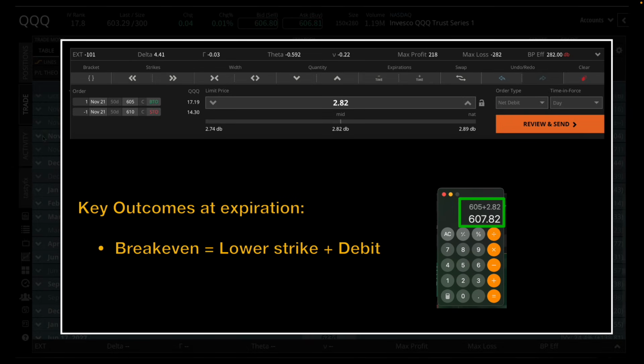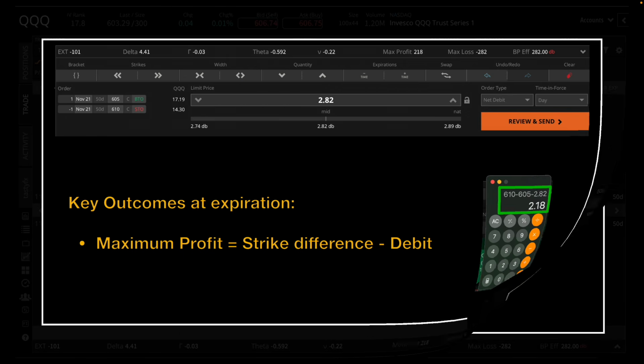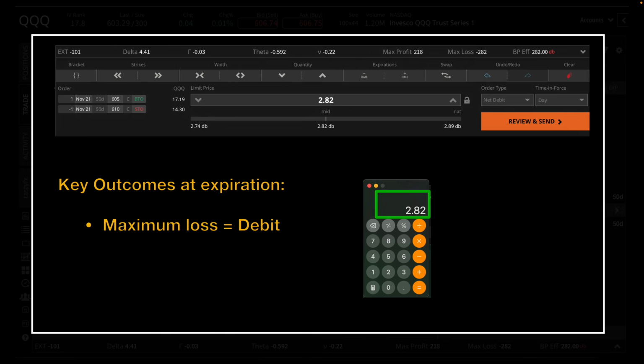In order to calculate the break even, we take the lower strike price of the spread and add the debit paid. In this scenario, the lower strike price is $605 and the debit paid is $2.82 to get a break even price of $607.82. Now let's calculate max profit potential. In order to calculate max profit, we take the width of the spread, which in this case is 610 minus 605, so that equals 5, and we subtract the debit paid of $2.82. So in this example, max profit is $2.18. And finally, max loss is limited to the debit paid to enter into the spread. In this scenario, it's $2.82.